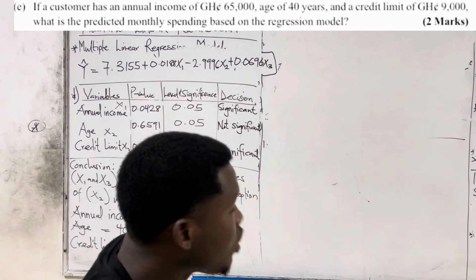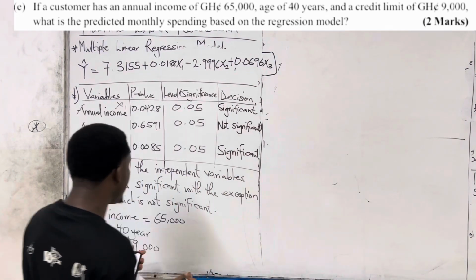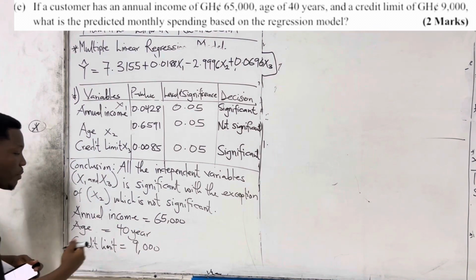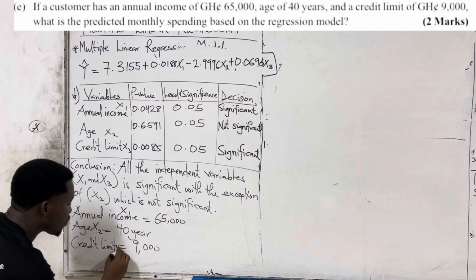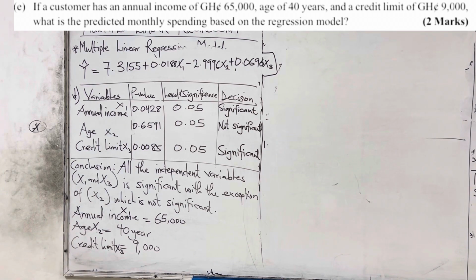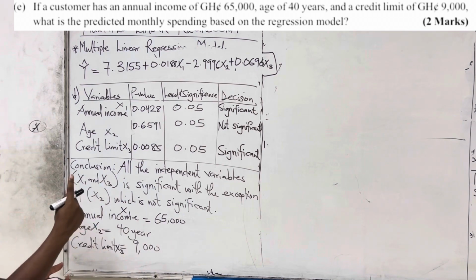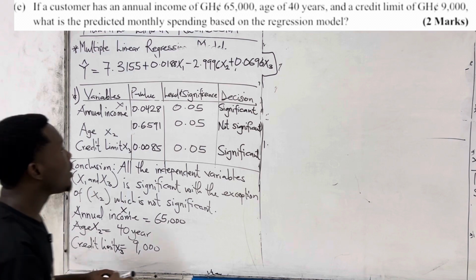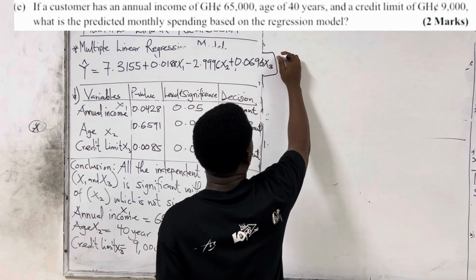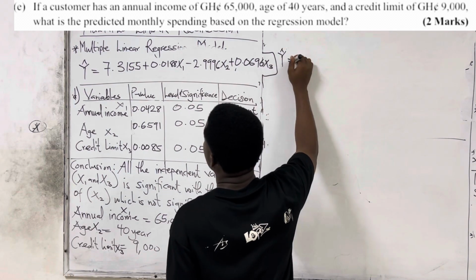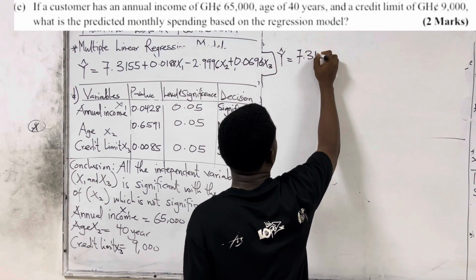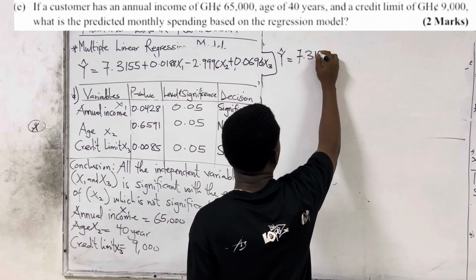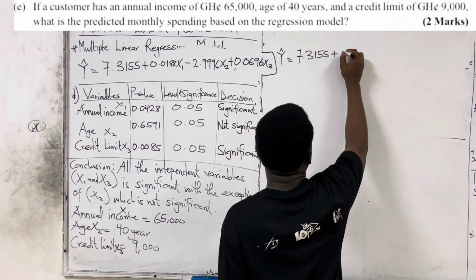So we have to solve for what? We have to replace all these figures where we see X1, X2, and X3. Remember, income is X1, age is X2, and credit limit is X3. So we have our Y, which is the dependent, and then we have the intercept, which is 7.3155.